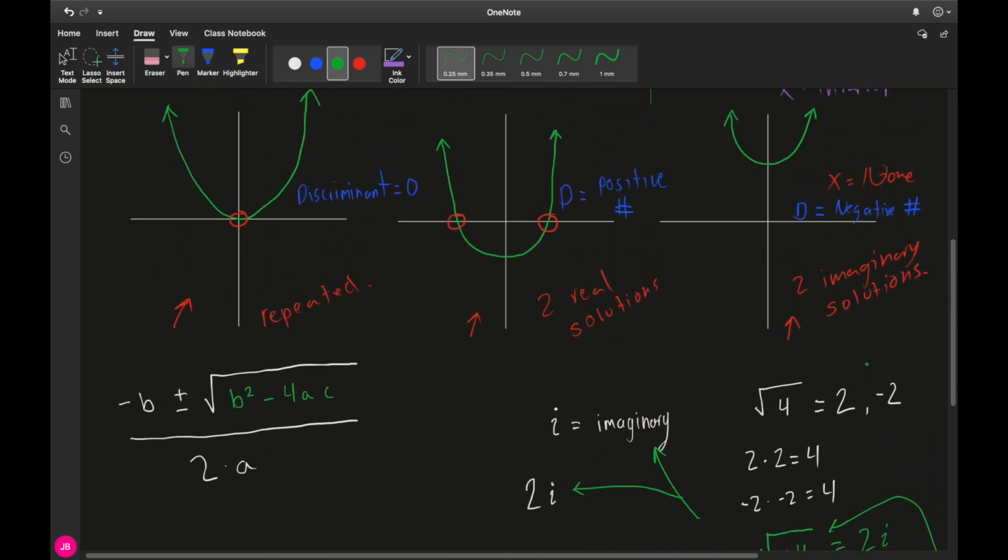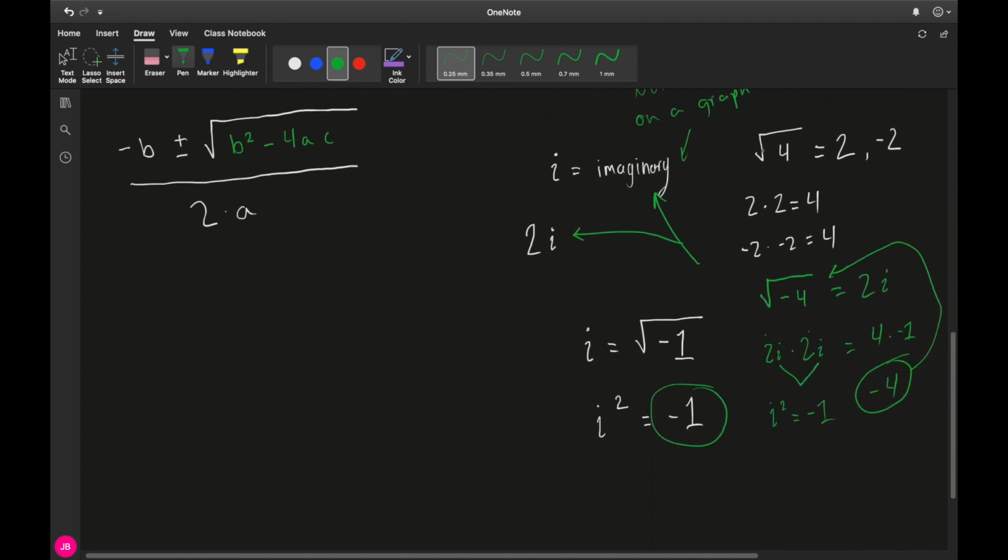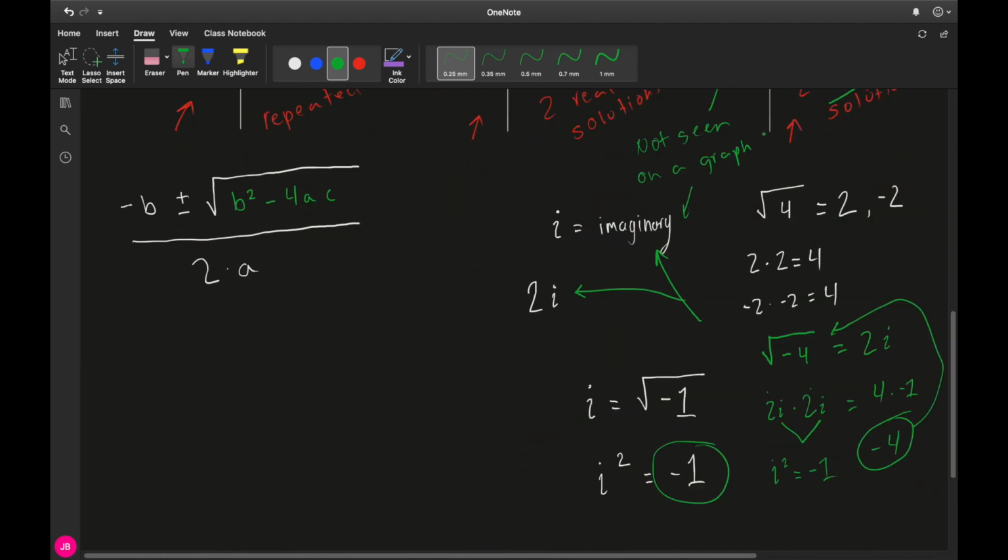Now, there is one slight problem with imaginary numbers, and it's kind of like what you would imagine. Because they are imaginary, they are not seen on the graph. At least a regular graph. So for that reason, even though this has two solutions that are imaginary, you will not see them as x-intercepts on the graph. Okay? So let's actually try a problem out, okay?